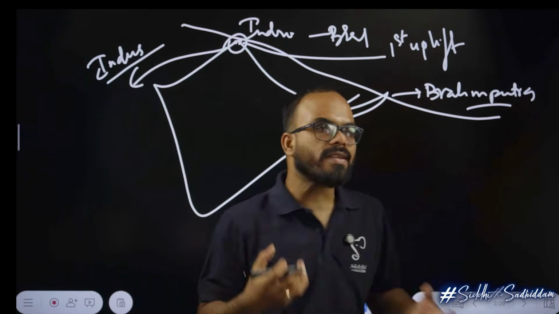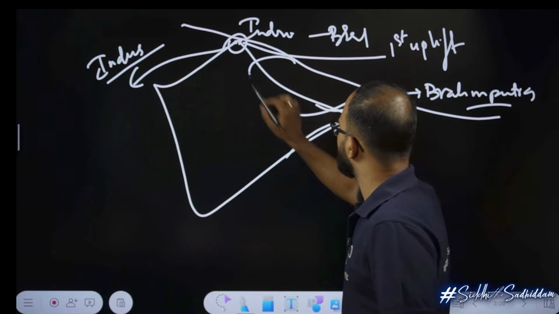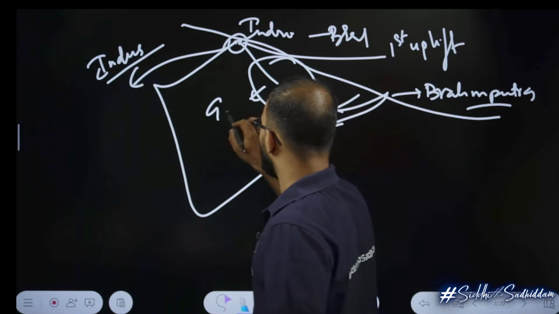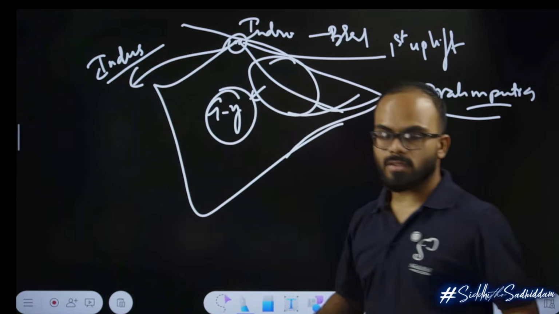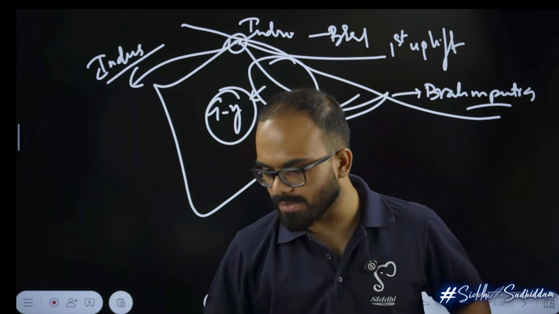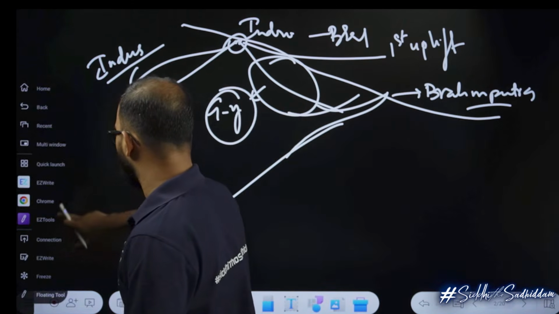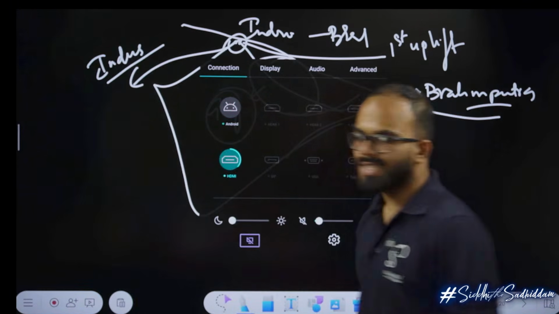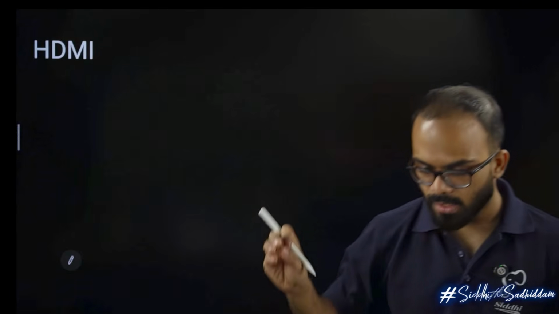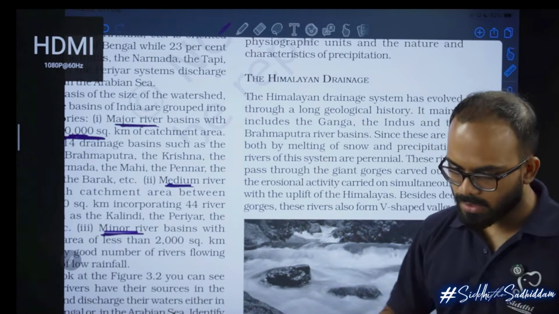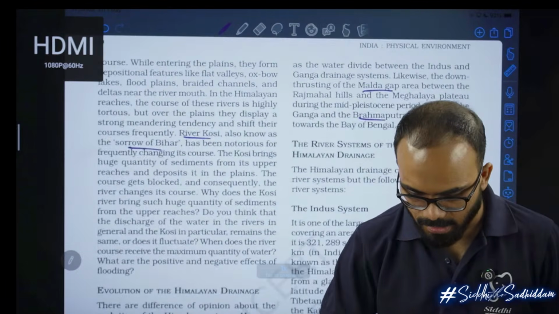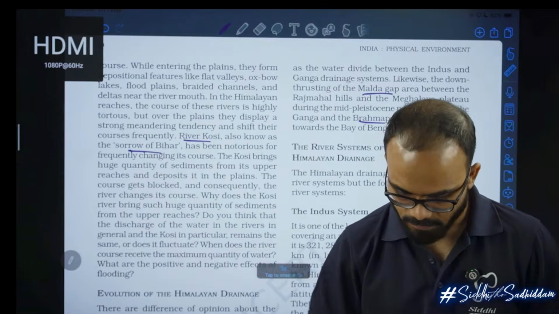And the river system that was there in the middle Himalayas and lesser Himalayas, we now call this as Ganga Yamuna system. So this is how all these three river systems have been created. So this is the geological history of Himalayan drainage. The chances of asking questions on Himalayan drainage geological evolution is minimal, but it is there in the NCERT, so it's better we know this.